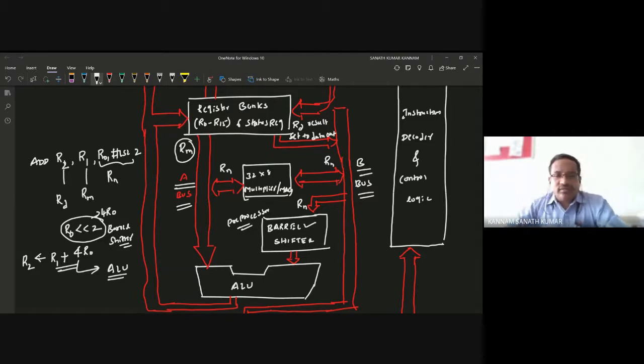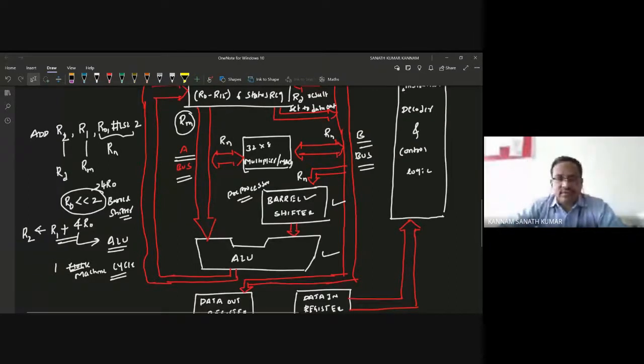This is a combinational circuit, and the ALU is a combinational circuit. Here you need to do two operations: one is the shift operation and the next one is the addition operation. Both operations are done in one clock cycle, or we can call it one machine cycle. Since both operations are performed within one machine cycle, we can increase the speed of the operation by using the barrel shifter.